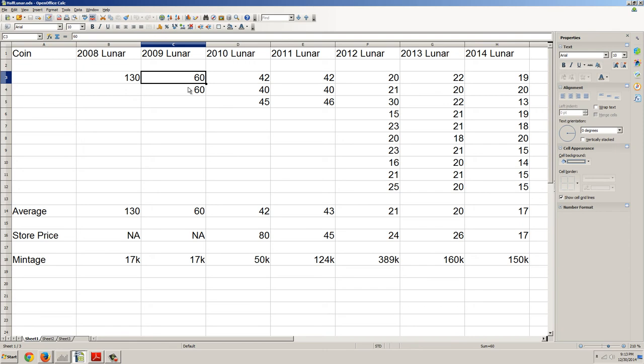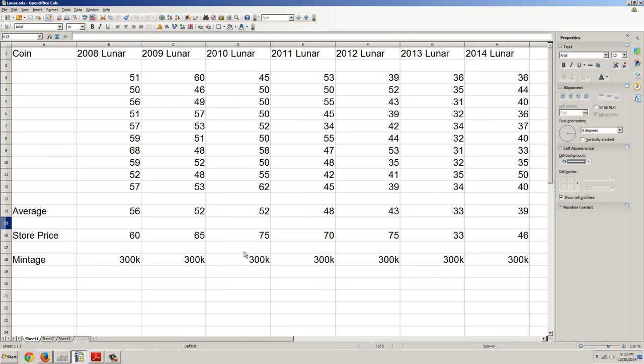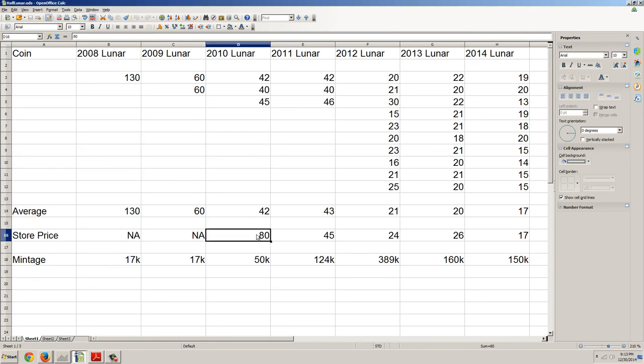It's surprising to me that I could only find three of the half-ounce tigers, and they're actually selling now at a store price of $80 for the half-ounce tiger. Now, that's really shocking, because you can buy the one-ounce tiger. The store price for the one-ounce tiger is $75. So we actually have a more expensive half-ounce tiger than one-ounce tiger.